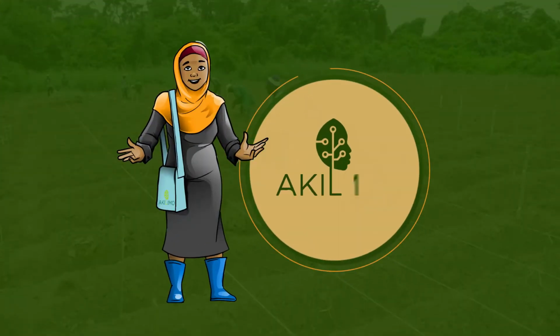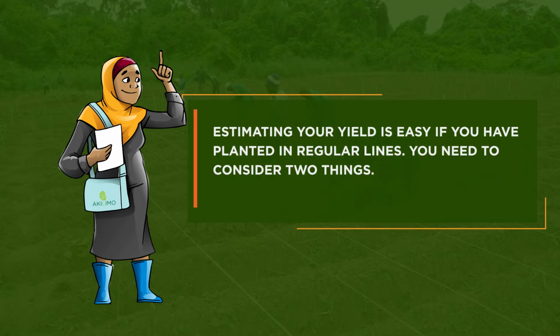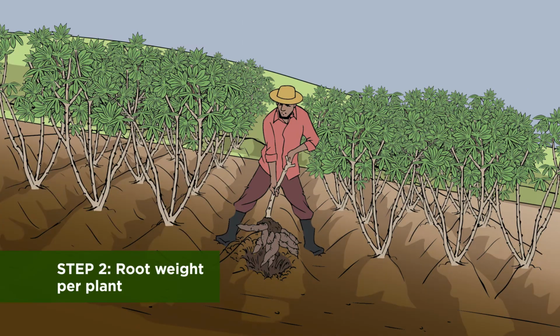Welcome back to Akilimo. In this video, we will talk about how you can estimate the yield of your cassava crop before you harvest. Estimating your yield is easy if you have planted in regular lines. You need to consider two things. First, your plant population. That is the number of plants on 1 hectare or 1 acre. And second, the average root weight per plant.